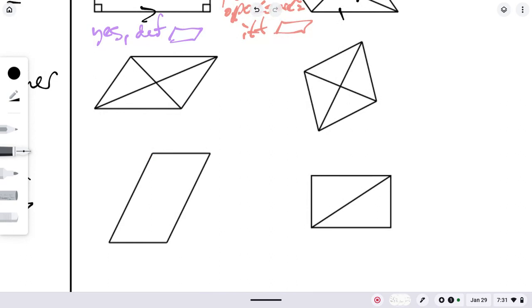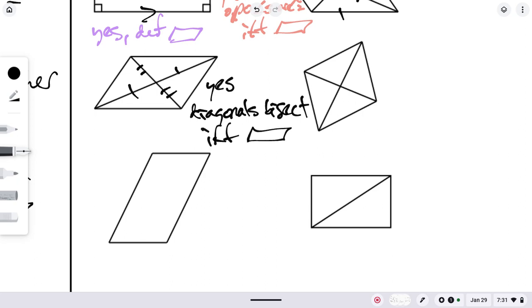Next couple, right off the bat. Now I see two bisected diagonals. So this is definitely a yes. Diagonals bisect if and only if it's a parallelogram.